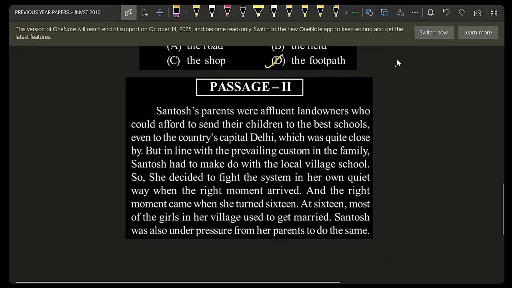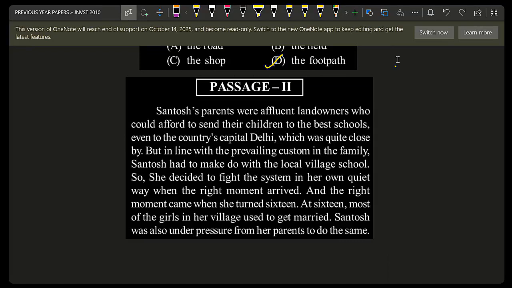Santosh's parents were affluent landowners who could afford to send their children to the best schools, even to the country's capital, Delhi, which was quite close by. But in line with the prevailing custom in the family, Santosh had to make do with the local village school. So she decided to fight the system in her own quiet way when the right moment arrived. And the right moment came when she turned 16.